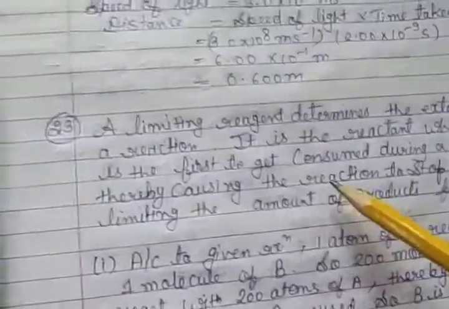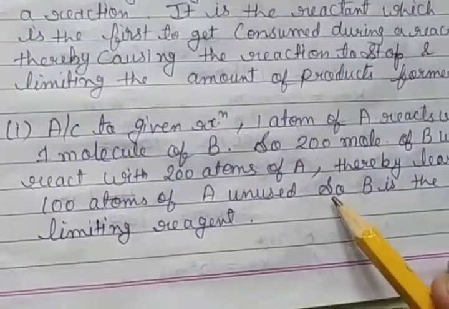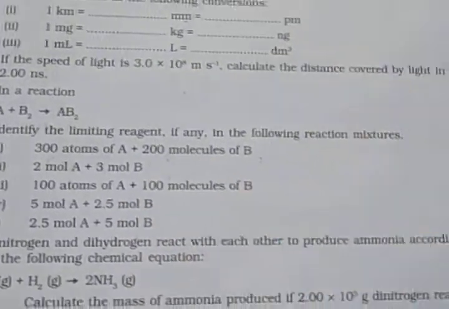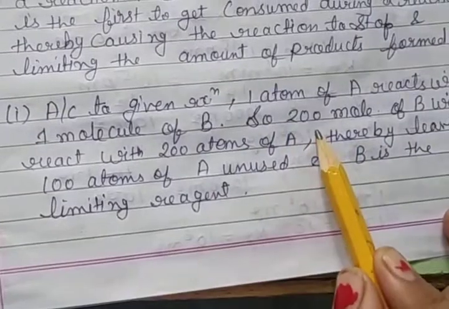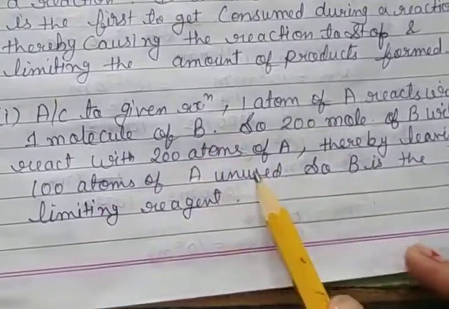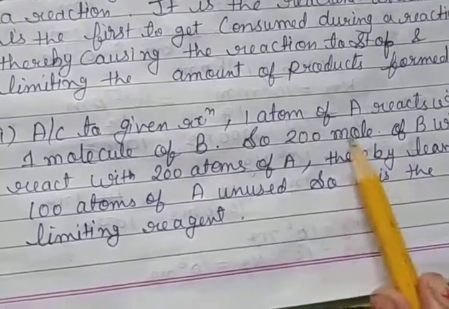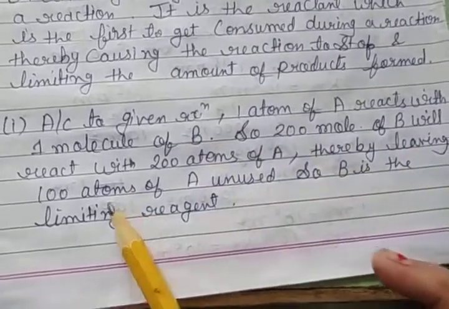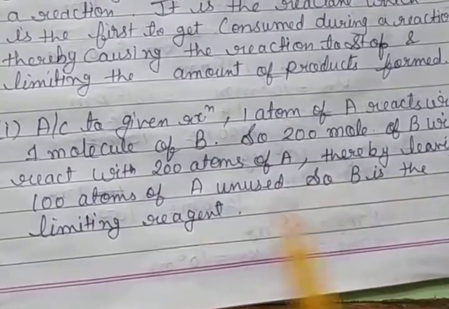Okay, then question number first, 300 atoms of A combined with 200 molecules of B. So according to the given reaction, 1 atom of A reacts with 1 molecule of B, right? So here the given 200 molecules of B will react with 200 atoms of A, because one atom of A reacts with one molecule of B. So thereby remaining is 100 atoms of A unused. Okay, so B is the limiting reagent.